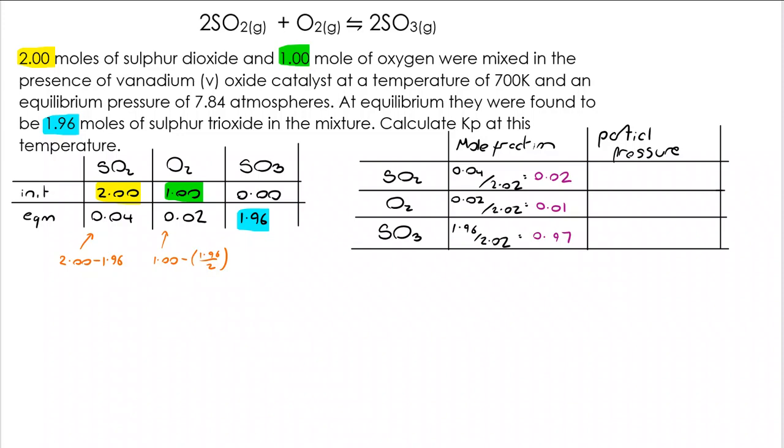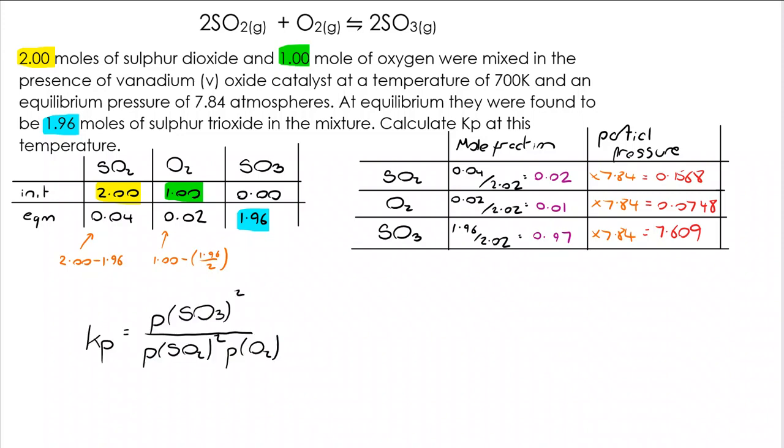Now I can work out my partial pressures. I've got my total pressure, 7.84, so I multiply each of my mole fractions by 7.84, and that will give me partial pressures 0.1568, 0.0748 and 7.609. And again, if you want to do a quick check here, if you're clarifying you're on the right track and you've got time to review your answers, they will add up to, within rounding, 7.84 atmospheres.